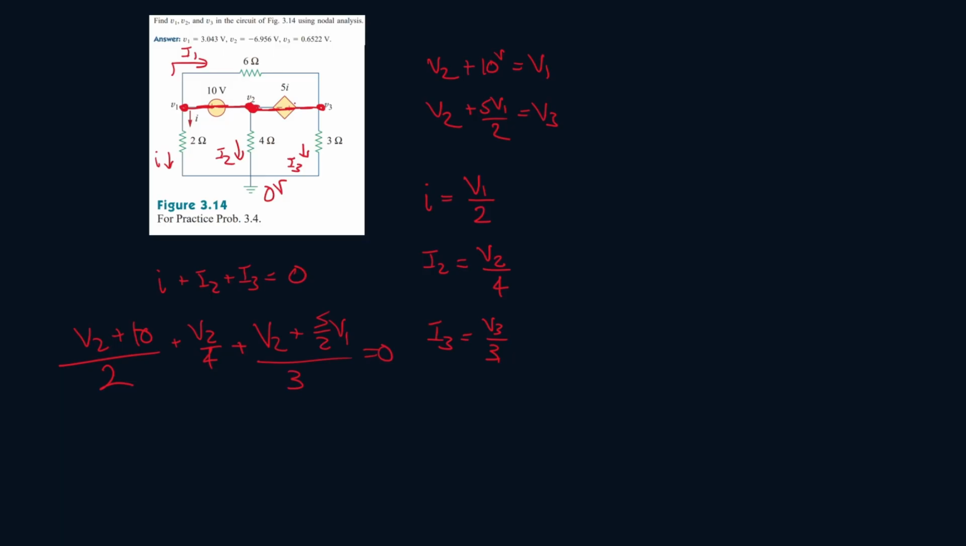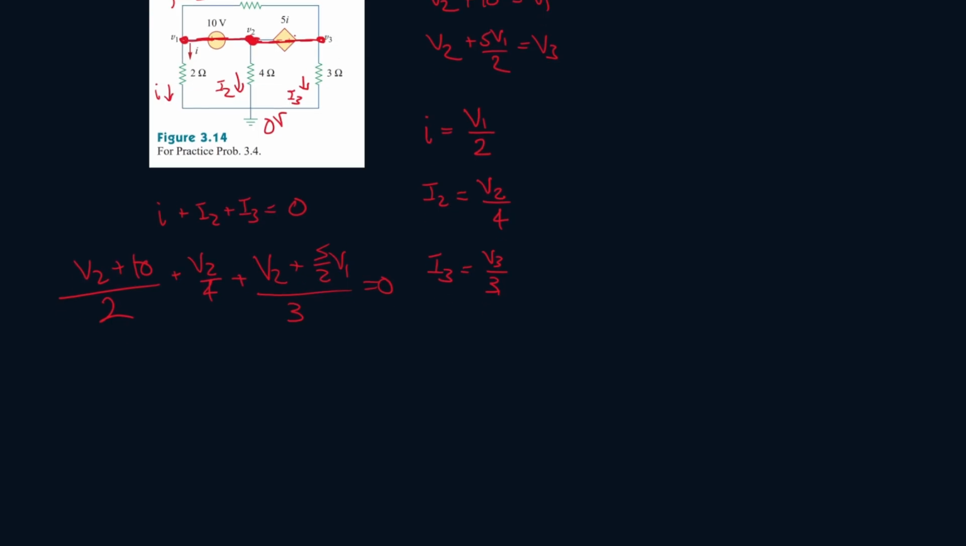Okay? Now let's try and get rid of this V1 as well, so we can have everything in terms of V2 and solve for V2. So again, we see V1 was equal to V2 plus 10. So let's do that. Let's write down a separate line.